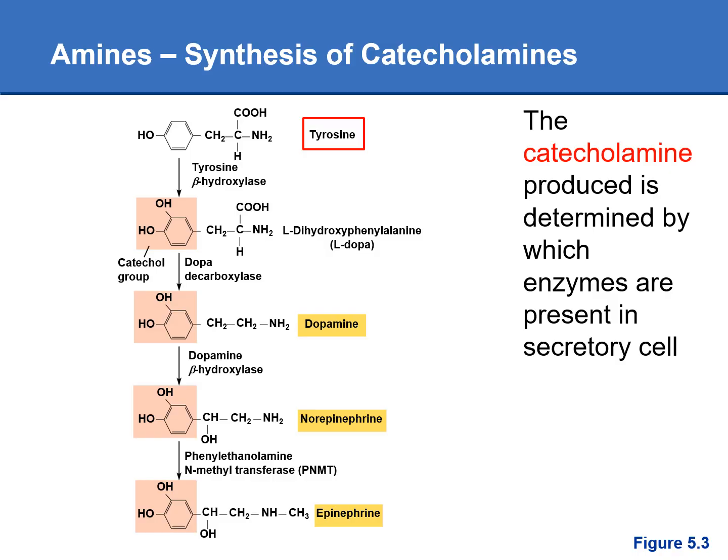And this just shows you the catecholamines. So we had dopamine, norepinephrine, and epinephrine. And so what makes them all catecholamines is they have this chemical structure called a catechol group. So they have this ring here, the catechol group, and so all of them will share that in common. And then it just depends on the cell which enzyme they have to determine which one of these that they're going to be making.